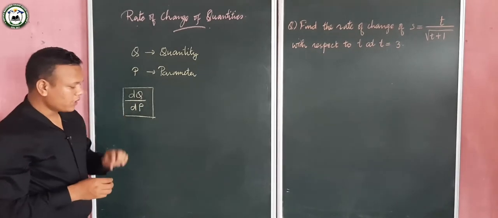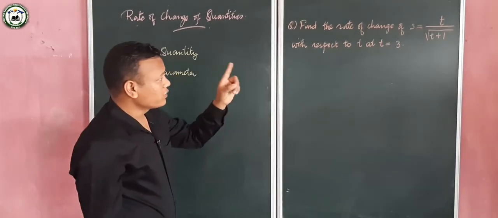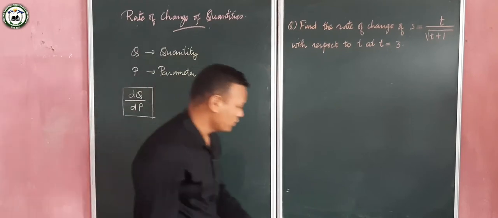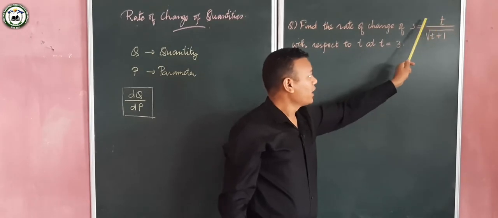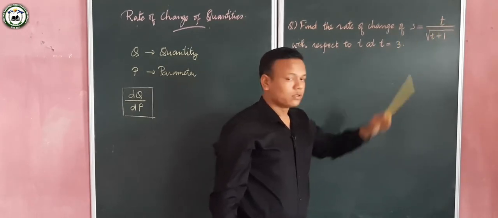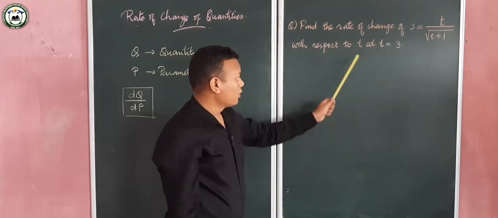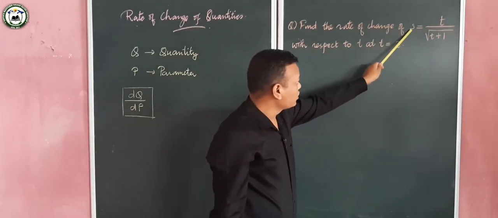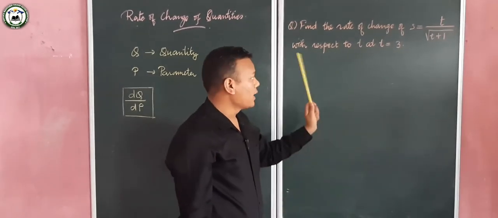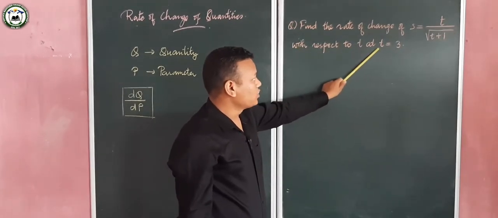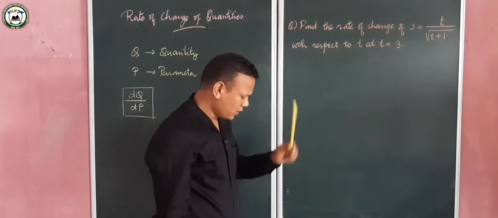Now let us begin with the first problem for the day. The question says, find the rate of change of S, which is given by T by square root of T plus 1, with respect to T. We have to find the rate of change of S with respect to T, and we have to find the rate of change when T is equal to 3. So let's see how to find this.